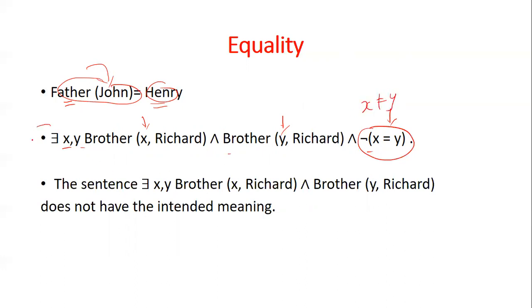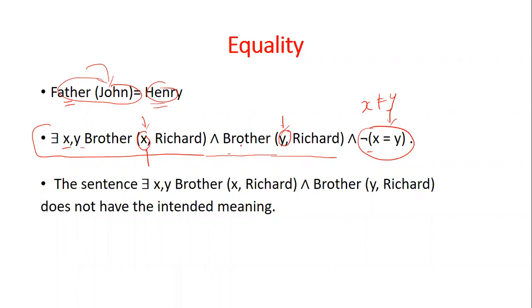Actually, this is the correct way of saying it: there exists x, y such that x is a brother of Richard. Here we are mentioning that there is some person x who is the brother of Richard, and there is another person y who is also the brother of Richard.